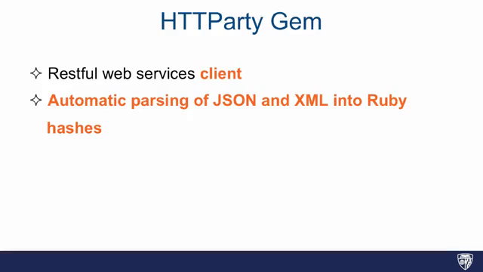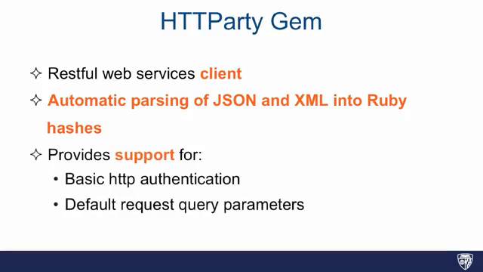So that's where httparty comes in. httparty provides automatic parsing of JSON and XML into your Ruby hashes or arrays. So as long as the format that's coming back from somewhere is a valid JSON, a valid XML, httparty has a very easy time parsing that into your Ruby structures, and then you could just use it. It also provides support for things like authentication, as well as default request query parameters.